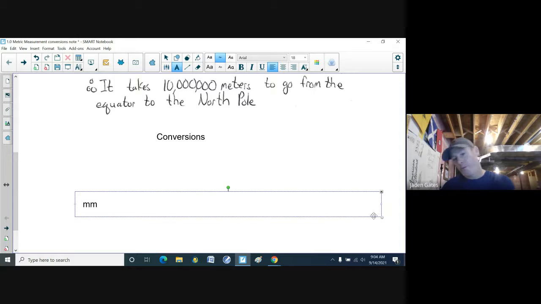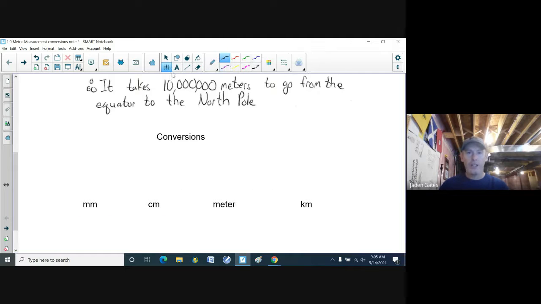The next one, which we'll probably use a little bit more, is bigger: centimeters. Then, of course, the main one here is the meter. We can go a little bit bigger, and this is probably the one you're going to use the most if you travel, and that is the kilometer. These are the most common metric measurements.